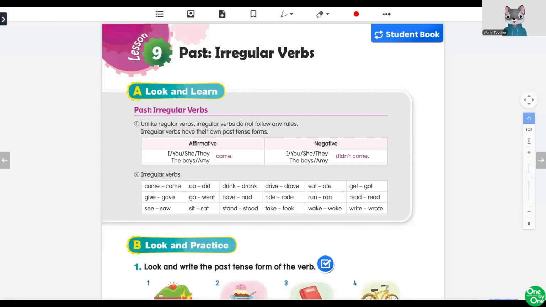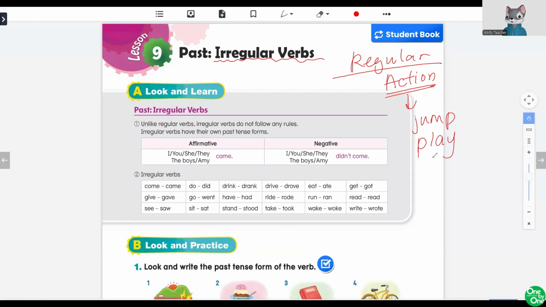Please turn to page 28 on your workbook. And today we'll be doing lesson number 9, and we're going to be learning about the past tense again. But this time, it's not the regular verbs, it's irregular verbs. Now, as you know, regular verbs, as we learned last time, were action words. Action words were things like jump, play, and dance.